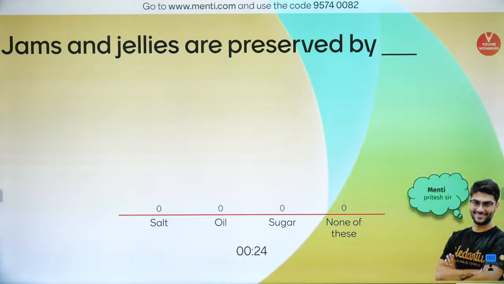Jams and jellies are preserved by salt, oil, sugar or none. Very easy. I mean, this is common sense. Even if you don't know about preservation, you can answer this.